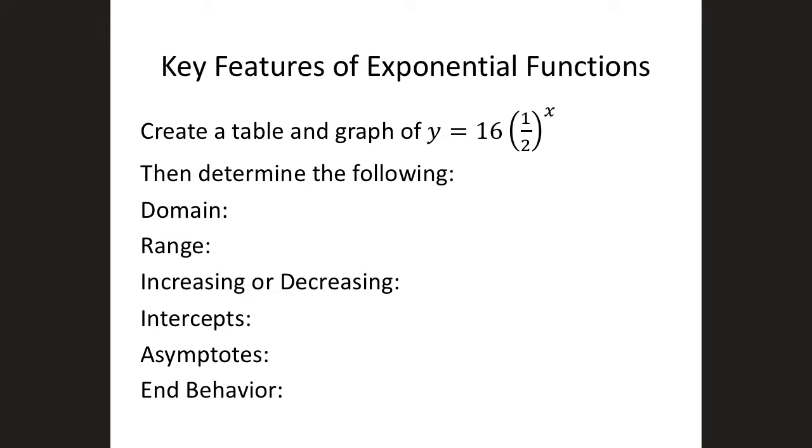Okay, for this example, we're going to talk about the key features of this exponential function. We're going to create a table and a graph for y equals 16 times 1/2 to the x power, and then we're going to determine the following features: domain, range, increasing or decreasing, the intercepts, the asymptotes, and the end behavior. For time's sake, I want you to create the table and the graph of this function on your own. See if you can take a moment creating the table and the graph for this function.